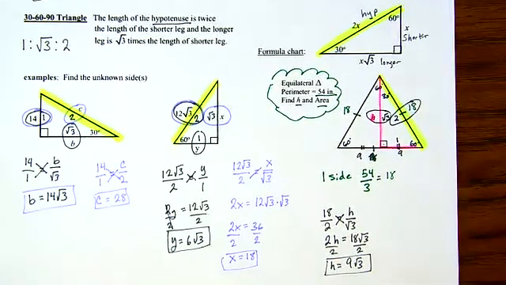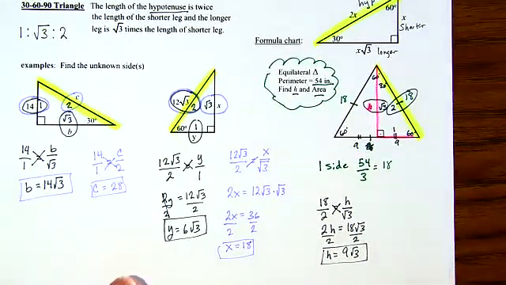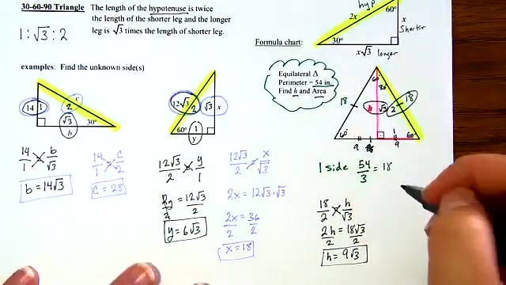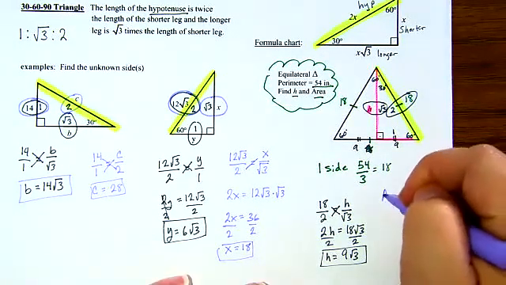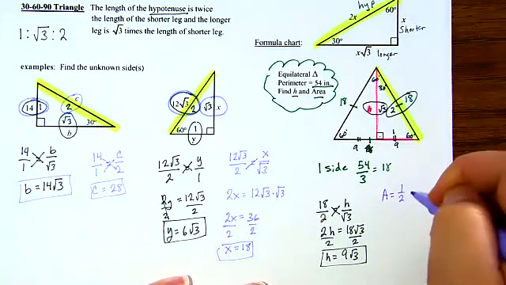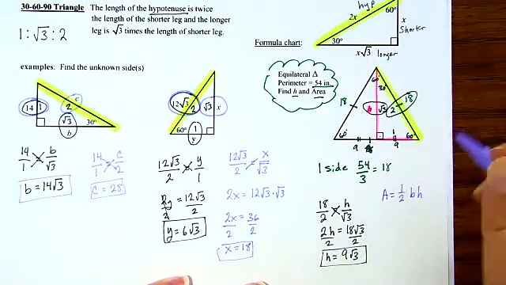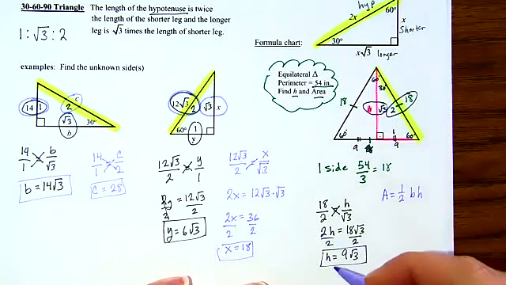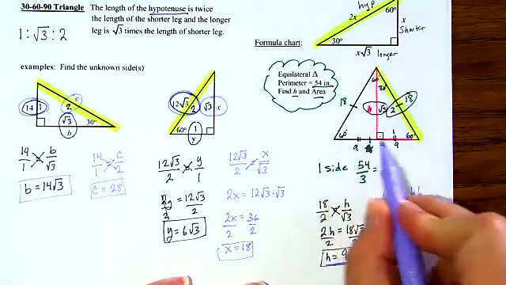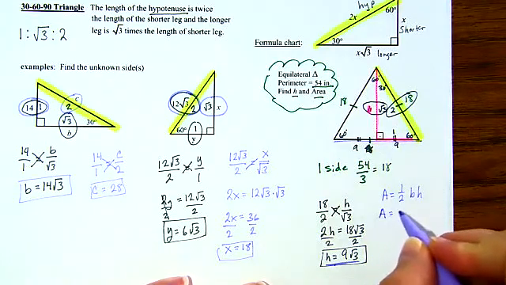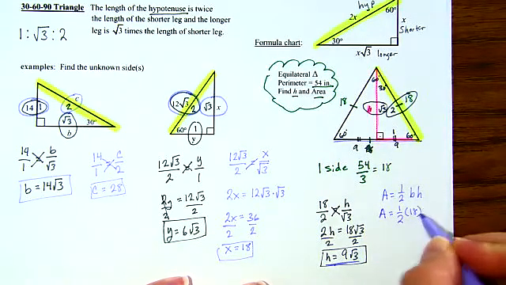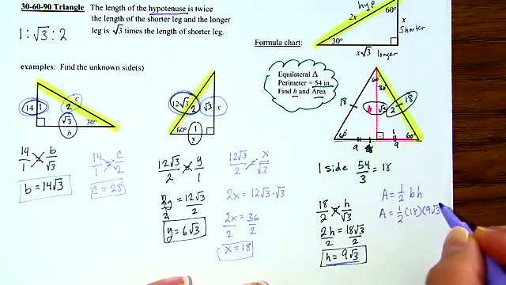Okay, now, next they asked us for something that we haven't really done yet. They ask us for the area of a triangle. The formula for the area of a triangle is area equals 1/2 of the base times the height, okay? Now our height is right here, it's 9 radical 3. And our base is the base of the triangle, so it's this whole side here that was 18.